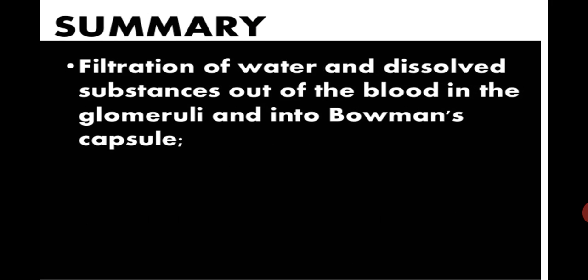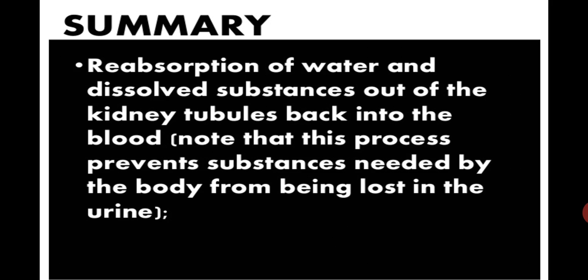Finally, we will describe the summary of the whole urine formation process. First, the filtration of water and the dissolved substances out of the blood into the glomeruli and into the Bowman's capsule. So this was the first step of urine formation. The second step was the reabsorption of water and dissolved substances out of the kidney tubules back into the blood. Note that this process prevents the substances needed by the body from being lost in the urine, as we spoke of earlier, students.